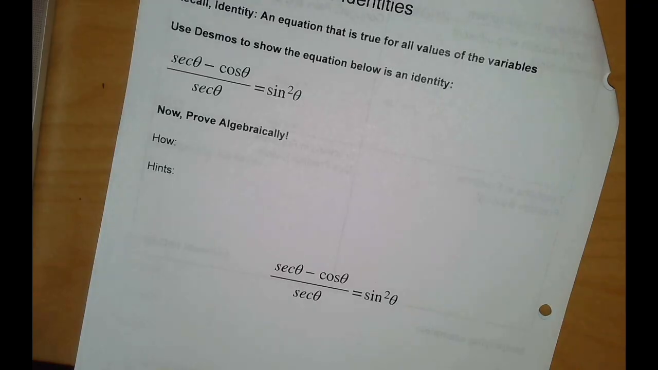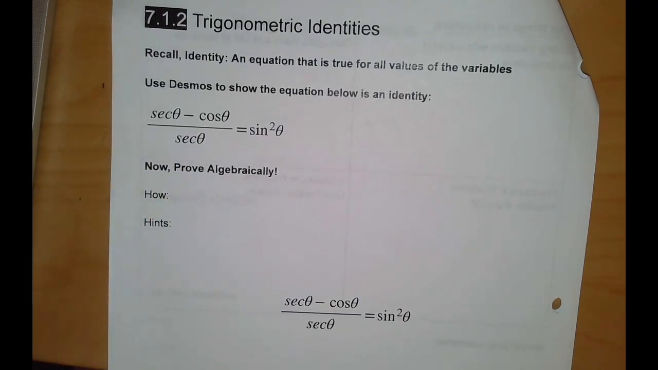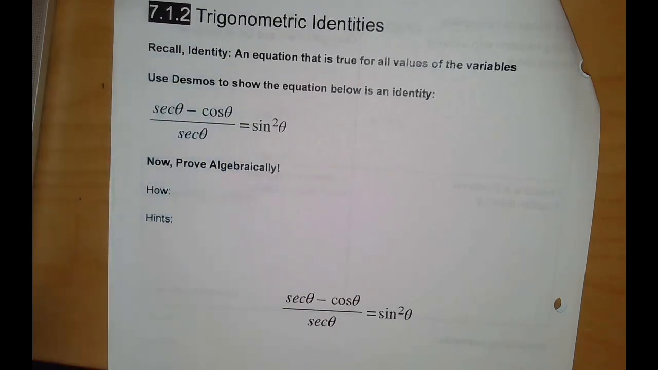Okay, so recall, an identity is an equation that's true for all values of the variable. So if you wanted to, you could get on Desmos right now and plug this in, and you'd see that these two are really the same thing. Even though they look very different, they are the same thing. So how do we prove this?